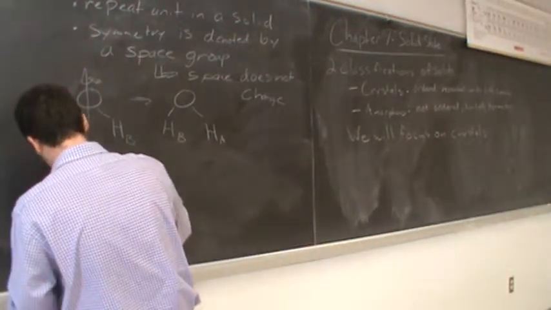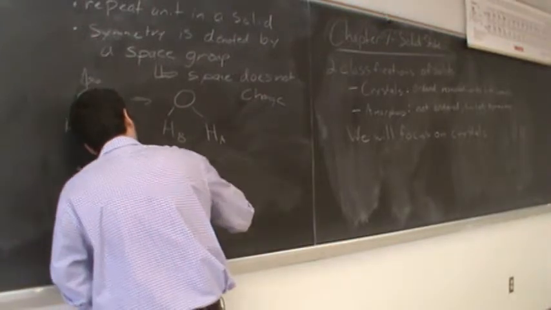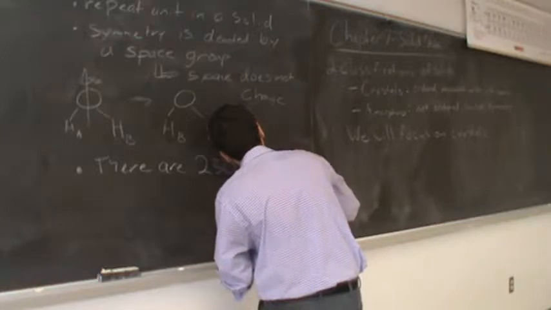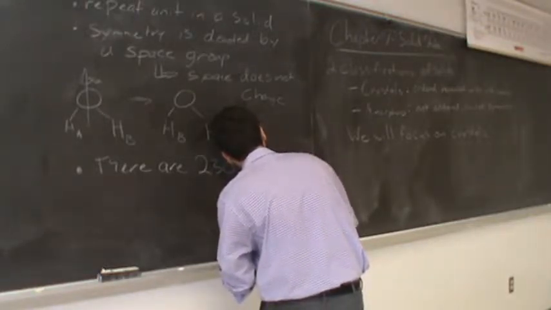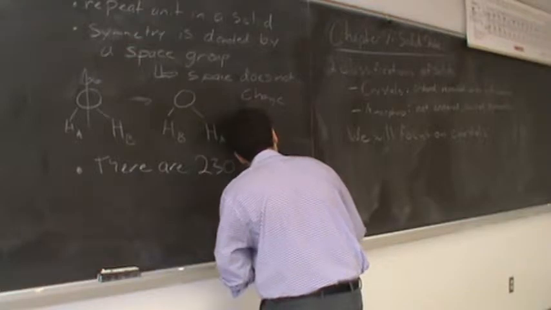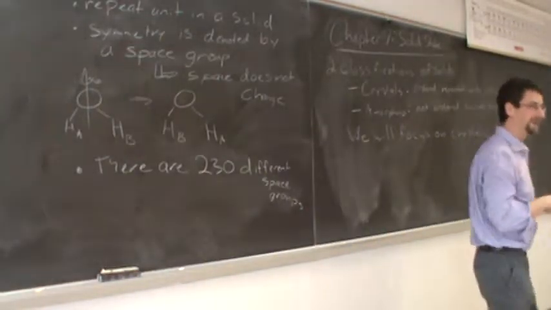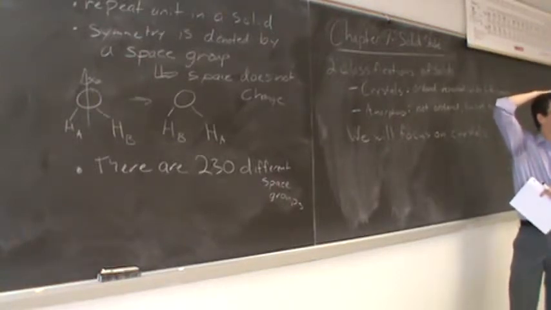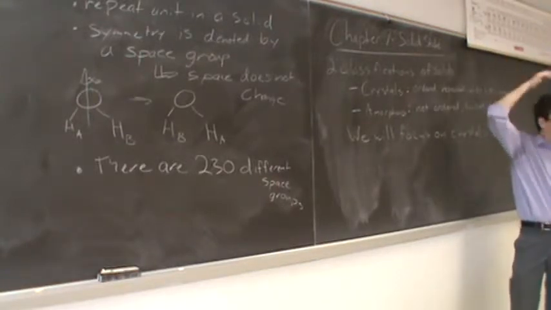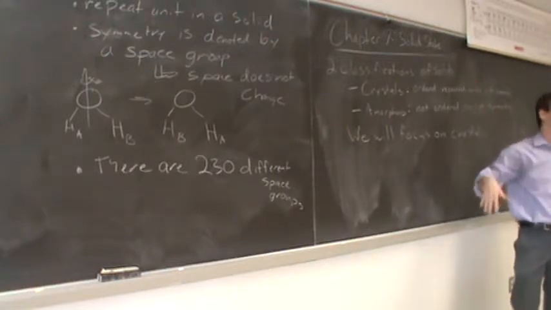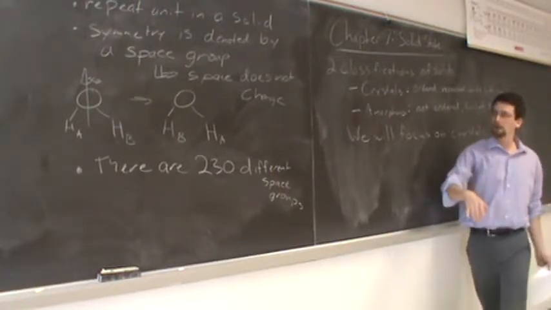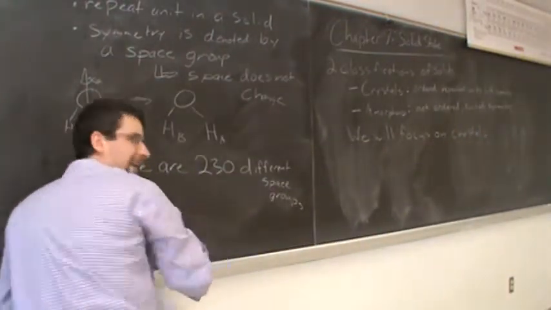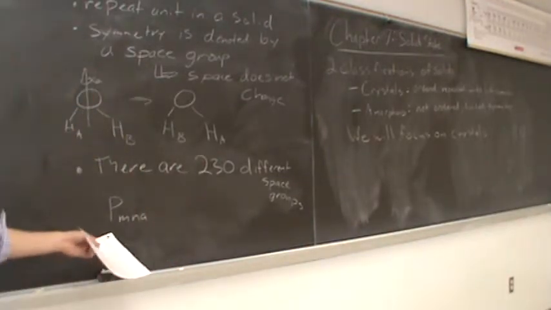So there are 230 different space groups, which makes knowing a specific space group much more difficult. Everybody kind of has a molecule in their mind when I say D2H or C2V. For C2V, you think of water, C3V, you think of ammonia. But if I were to say PMNA, that's the way that they write space groups.